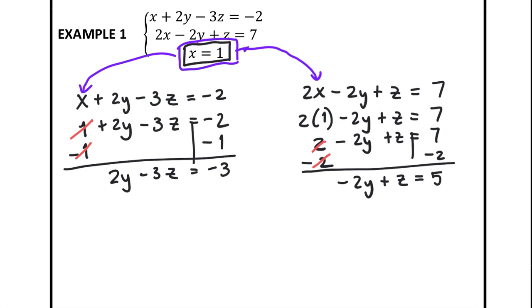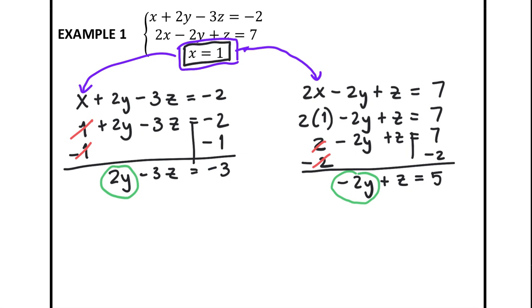And the reason we want to consider adding them is because if I take a look at the y's, I have 2y on the left and negative 2y on the right. Aren't these opposites to each other? Positive 2y and a negative 2y? Yes, and what happens if I were to add these two? What's 2y plus negative 2y? They're going to cancel. And so what we can do is add the 2 equations.